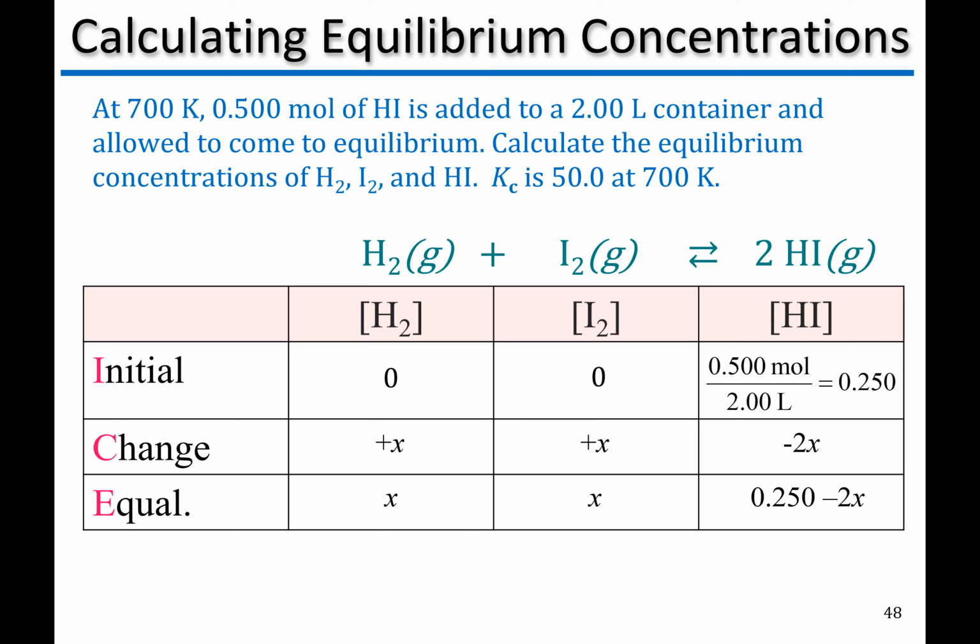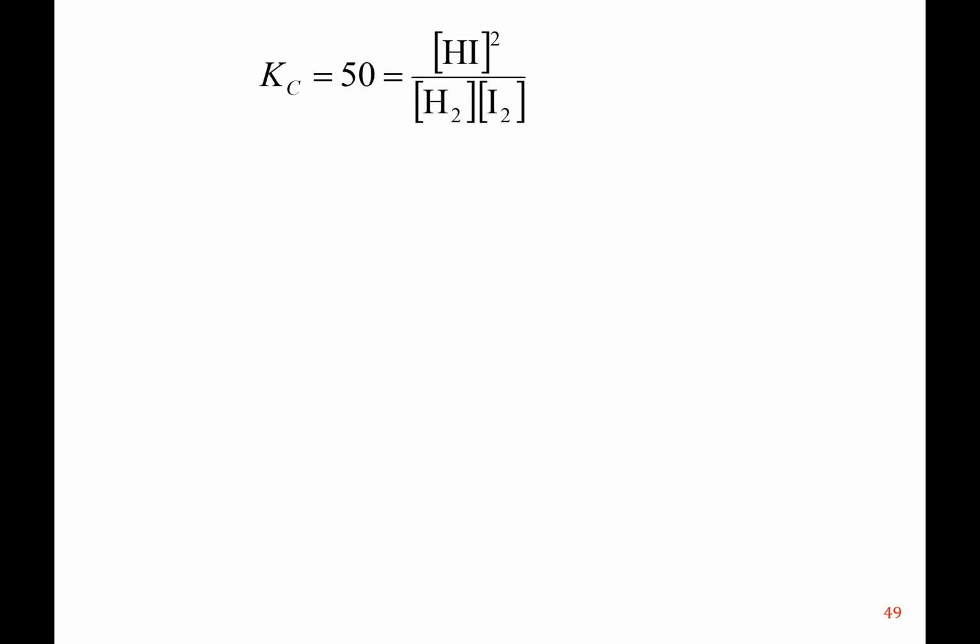Okay, so we still have all x's in our equilibrium line. We actually don't know any of the equilibrium concentrations, but what we do know is the Kc. So now we can set up our equilibrium expression. So remember, Kc is equal to the products over the reactants, and this time we know the actual value is 50. So we can set this up. Okay, so we can set up that Kc is equal to 50, which is equal to HI squared over H2 and I2.